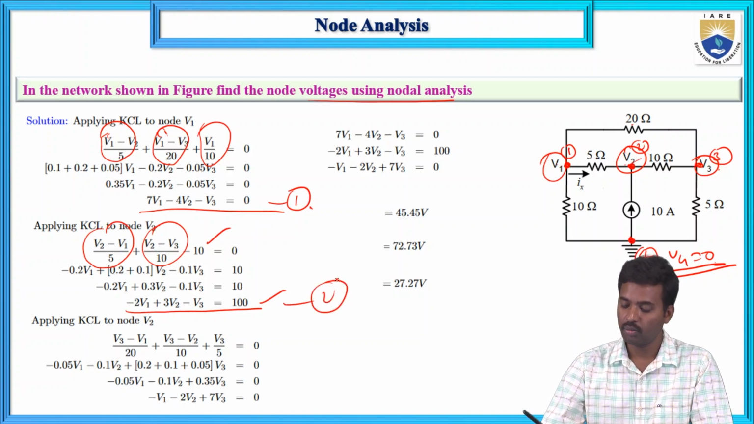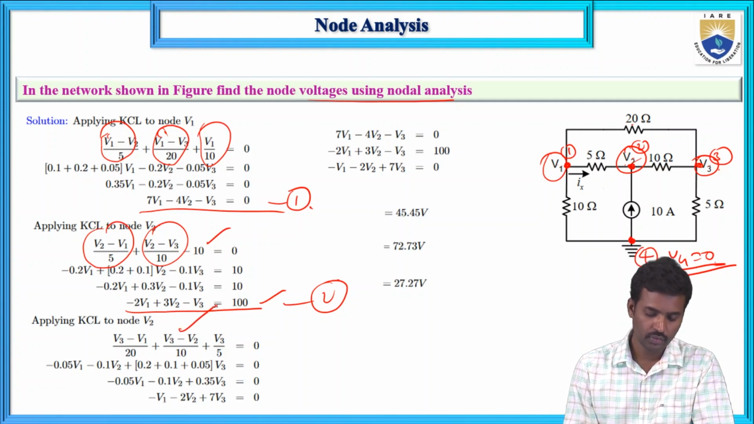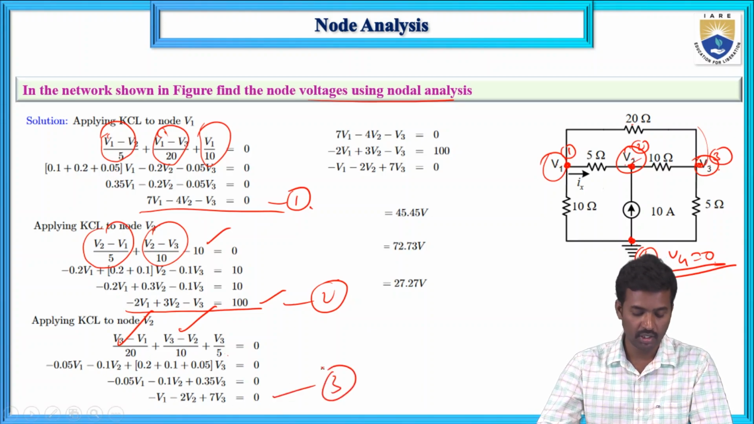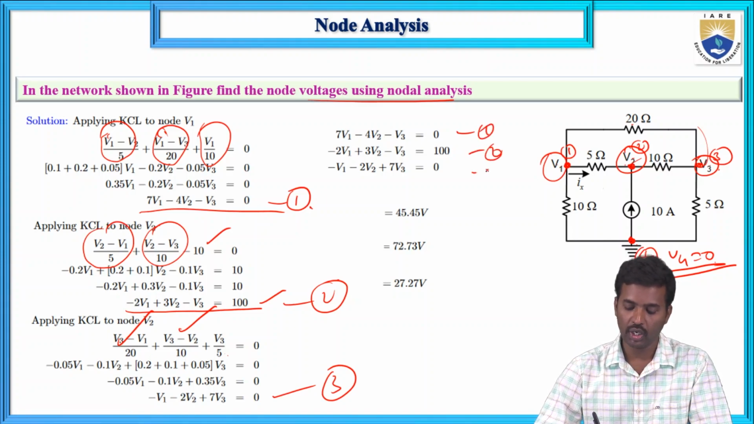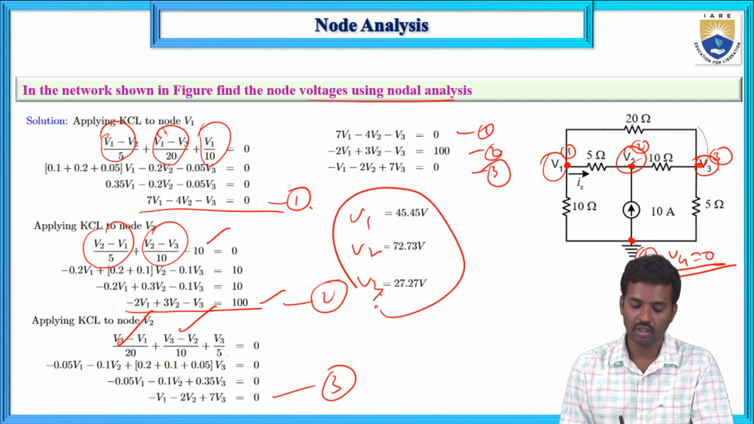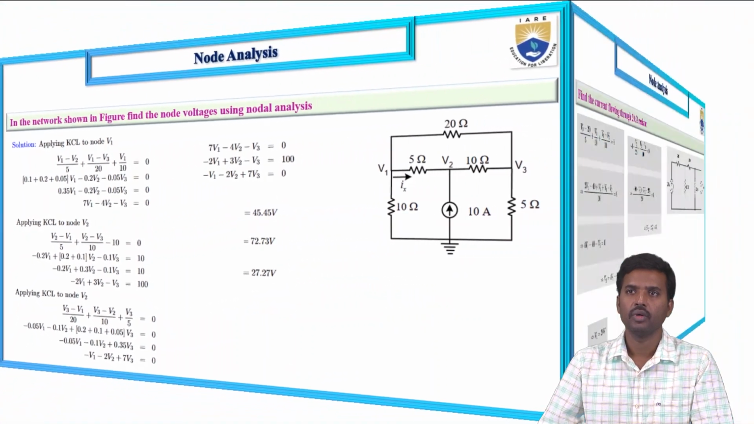And the third mesh equation: V3 minus V2 by 10, and next V3 minus V1 by 20, and V3 minus V4 by 5, where V4 is 0. So the simplified equation is minus V1 minus 2V2 plus 7V3. This is equation number 3. So now these are equations 1, 2 and 3. If you solve these 3 equations, you will get V1, V2 and V3. These are the node voltages.